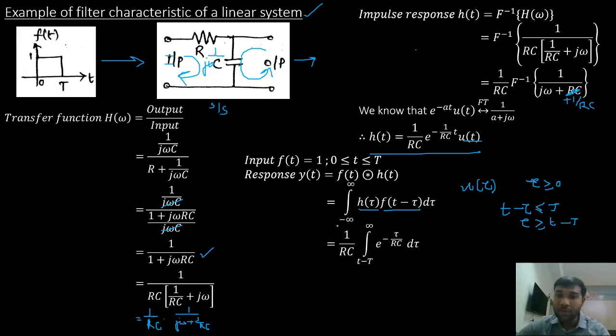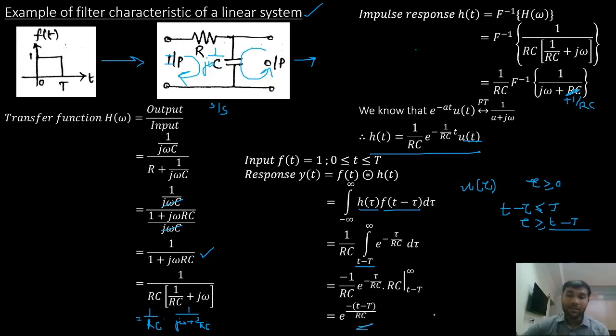Now I can change my lower limit to t minus tau. Tau is greater than or equal to 0, and tau is greater than or equal to t minus capital T. So I can change my lower limit to t minus capital T. And now I will integrate it and substitute my limits. So if I integrate and substitute my limits, this is my final response, right? This is the response I'm getting.